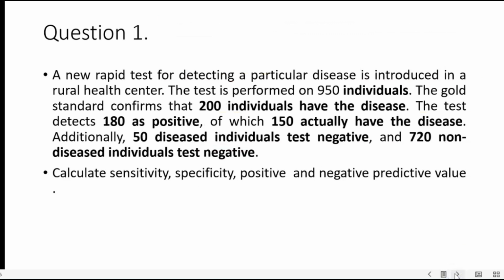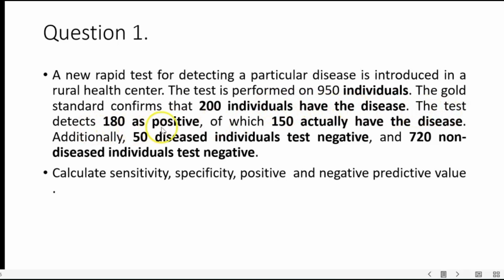So I have given you two sets of questions. You can try to make a 2 by 2 table and I have given answers at the end of my presentation. This question states that a new rapid test for detecting a particular disease is introduced in a rural health center. The test is performed on 950 individuals. So the total of A plus B plus C plus D is 950. The gold standard test confirms that 200 individuals have the disease.